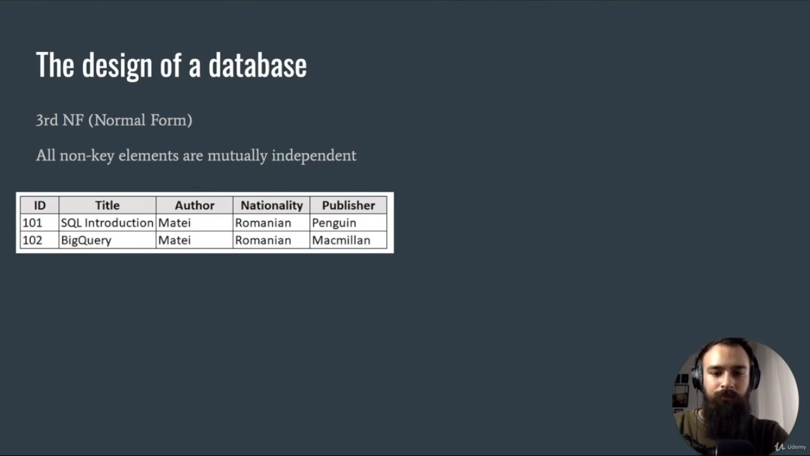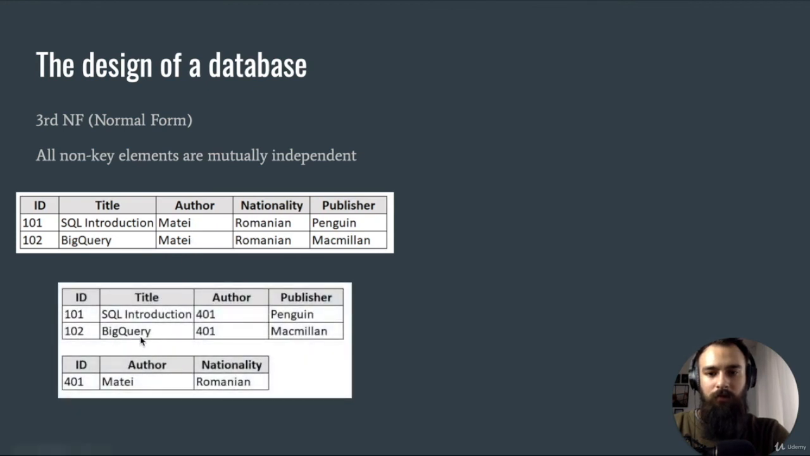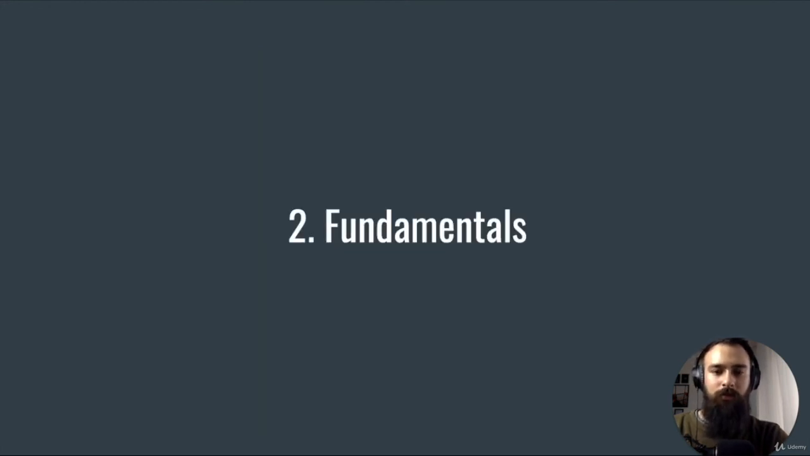And we need to split the table into two. One with the authors, so that the author Matei appears only one time, and assign it an ID 401, and the table with the books, which will have an author column where we assign the author to the title. In this case, for both titles we have the same author, 401. And with this we finished the first section, and in the second section we will talk about fundamentals.